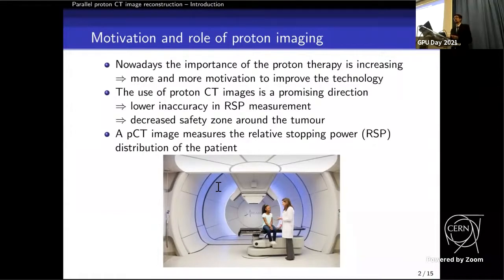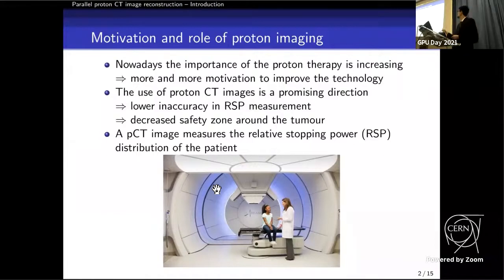So why is it important for us? It's very important because it provides information required for treatment planning in proton therapy, which is a novel treatment technique against cancer. The use of this technique is more and more frequent nowadays, so the motivation to improve it is increasing as well.